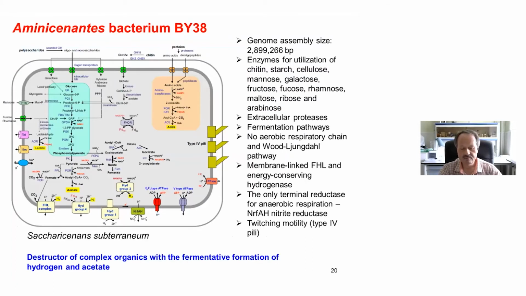Okay, so we assembled a near complete genome of an Aminicenantes bacterium and reconstructed its metabolic pathways. Contrary to previously described proteolytic Aminicenantes, this bacterium encodes enzymes for utilization of various carbohydrates: chitin, starch, cellulose, mannose, galactose, and different simple sugars. Fermentation pathways were found, but no aerobic respiratory chain and no Wood-Ljungdahl pathway. The only terminal reductase for anaerobic respiration was nitrite reductase. Most likely, this bacterium is specialized in destruction of complex polysaccharides and fermentation of sugars under anaerobic conditions.